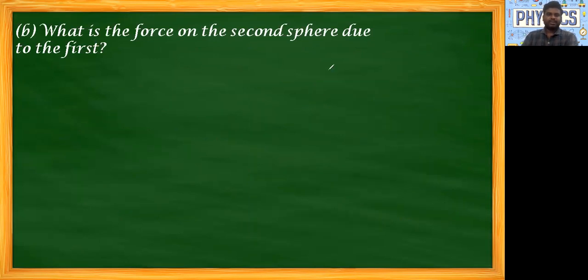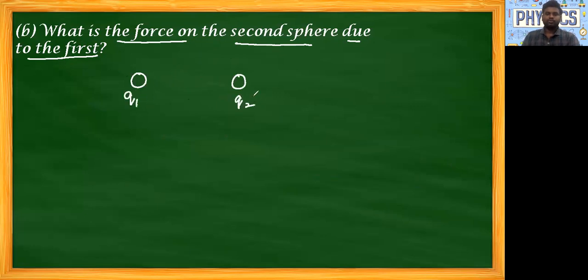In the B part, what we have to find is the force on the second sphere due to the first. This is the first sphere and the second sphere. We are taking Q1 and Q2. They ask you to find the force on the second due to the first. This one is negative, and this one is positive.